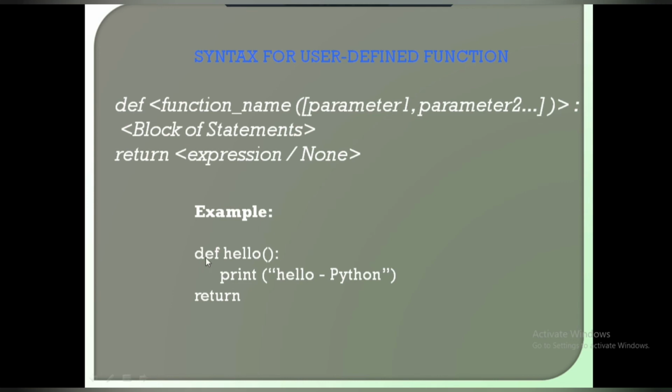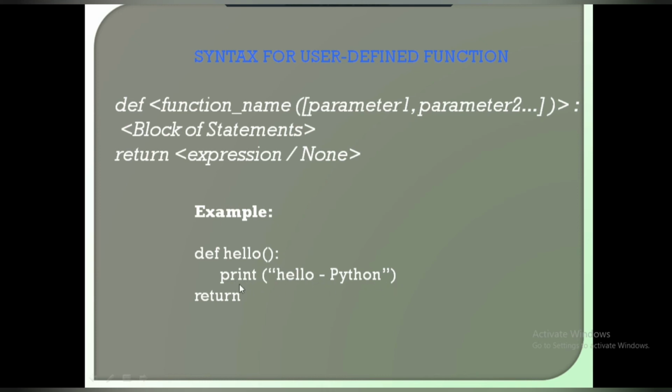Def. Here def is the keyword, and then hello. Hello is the function name. So name of the function is hello. Here I didn't pass any parameters to this. That's why I just put empty parenthesis here. After writing this empty parenthesis, just put colon. And then write print hello Python.